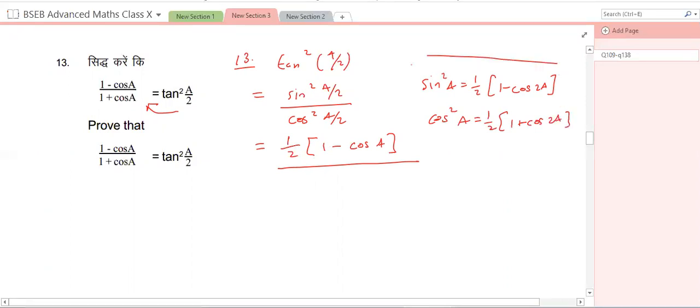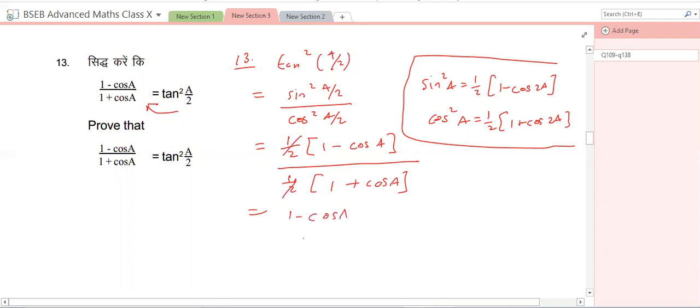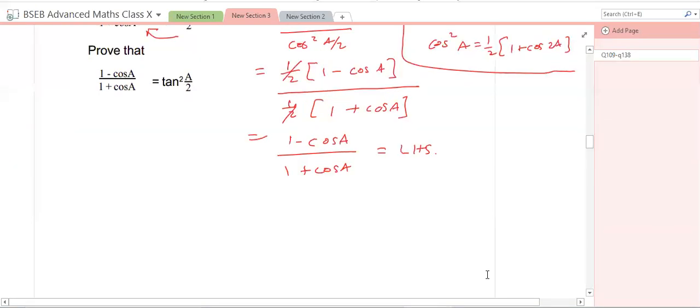So these are your ideas. Now what is cos squared A over 2? Half into 1 plus cos A. We can see the half cancelling out, and therefore the identity is true. Therefore, the answer is 1 minus cos A over 1 plus cos A, which is equal to the left-hand side. Next question, question number 14.